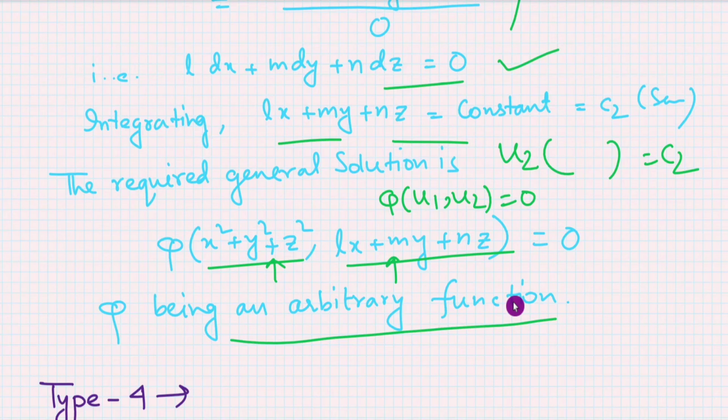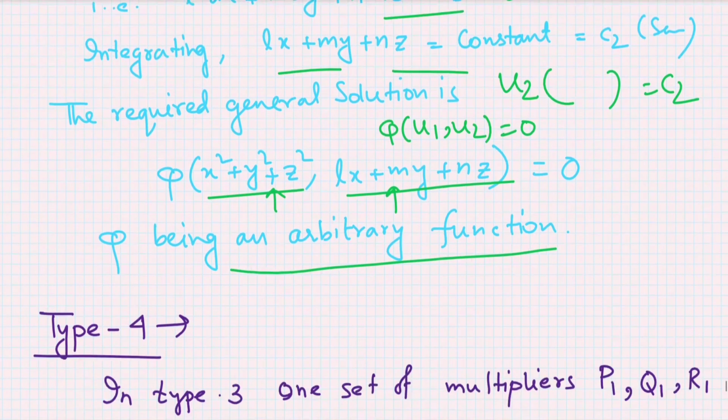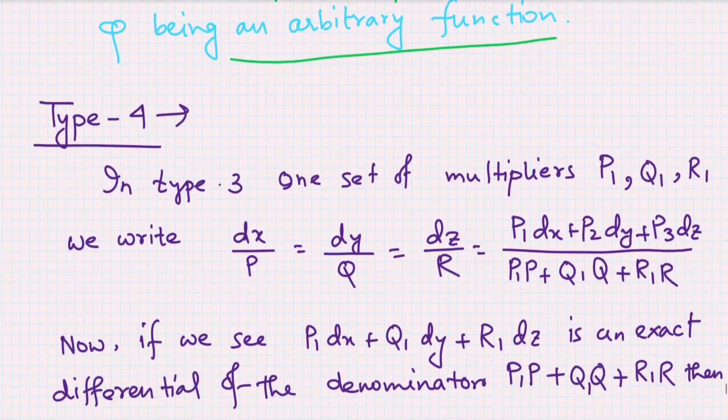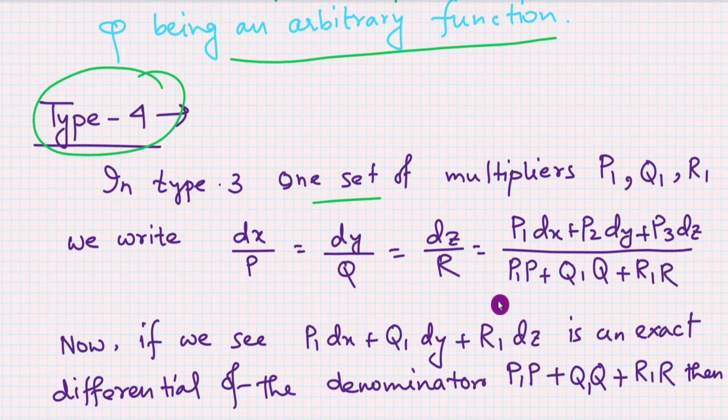This is the third type of Lagrange equation. And let us now come to the fourth type of Lagrange equation, which is in type 3, one set of multipliers p1, q1, r1, where we write dx by p equal to dy by q equal to dz by r.